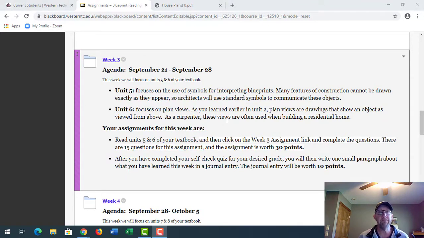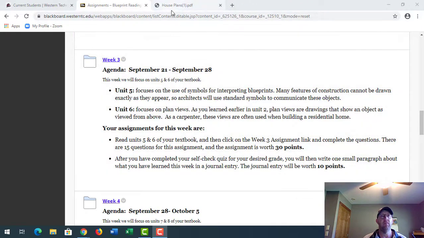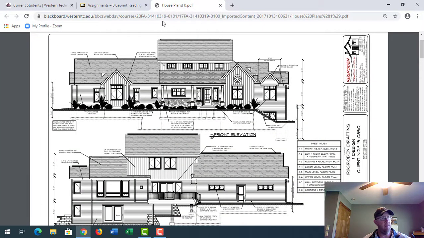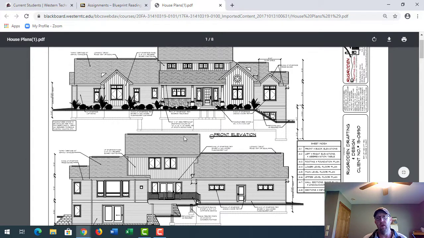What I thought I would do is show you a couple of key things that I want you to really focus your energy on. You're going to read the units, but some things are going to be a little less important than others. You're going to see a symbol in Unit 5, and it's going to be a reference mark. I want you to understand that this is an important piece of the equation of blueprint reading. So what does a reference mark look like?